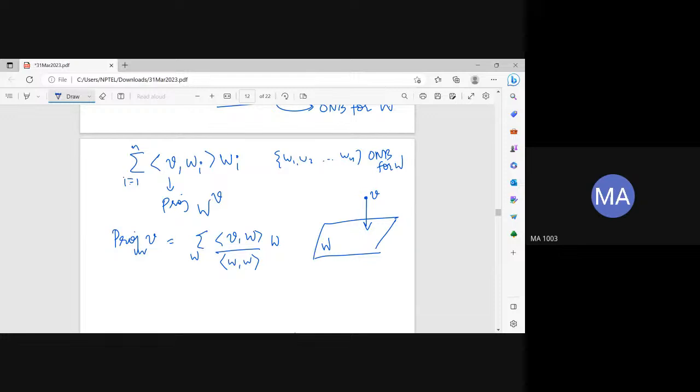So geometrically, it is the foot of the perpendicular. Ma'am, in the denominator, instead of inner product, we can directly write norm square, right? Yes. This is norm square, norm W square.